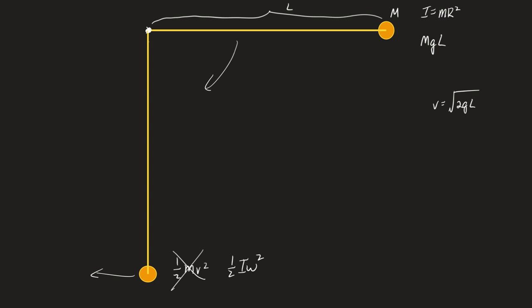That's too bad. This would be 1/2 mL squared. I put L in for R, times omega squared. And this is still mgL. It's not much different. So yeah, when you work this out, you'll find that omega is equal to the square root of 2g over L.